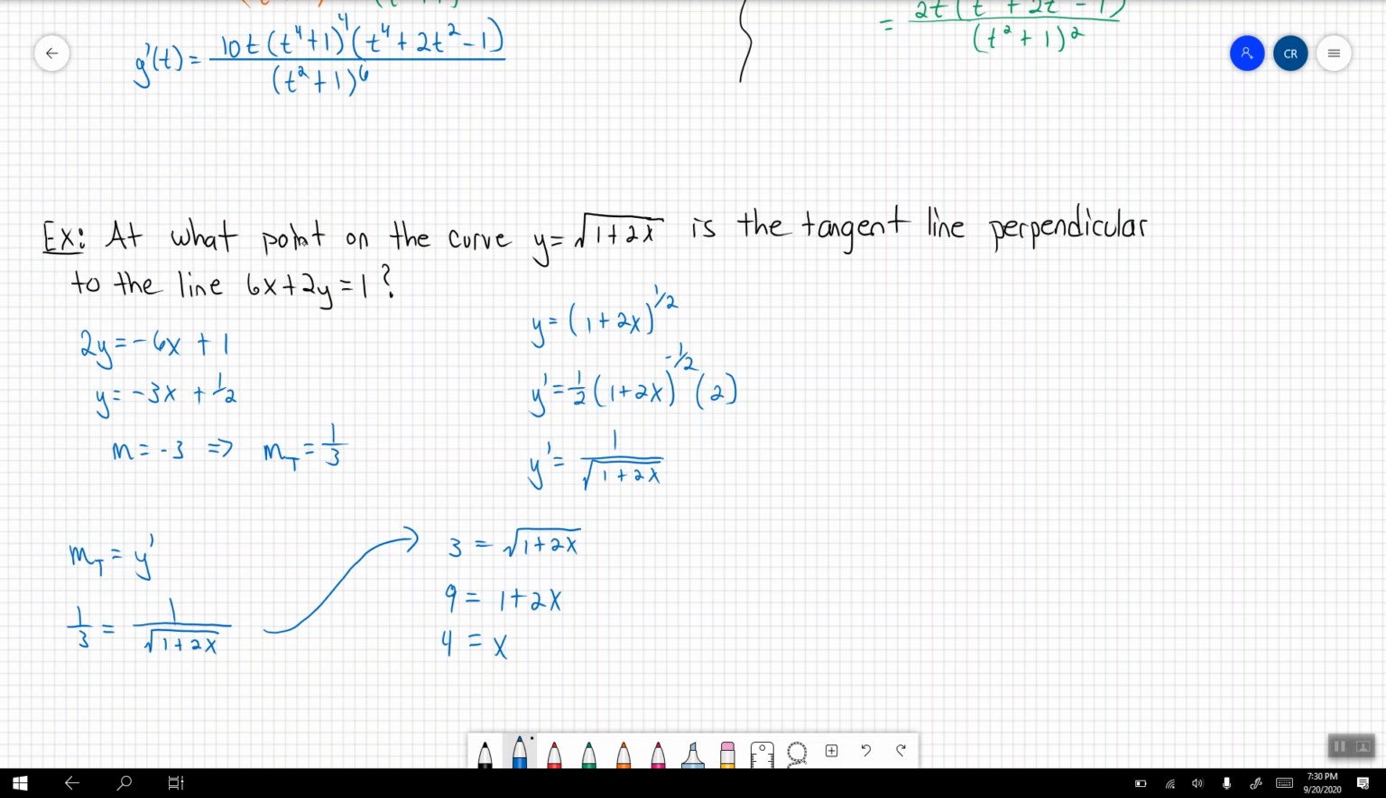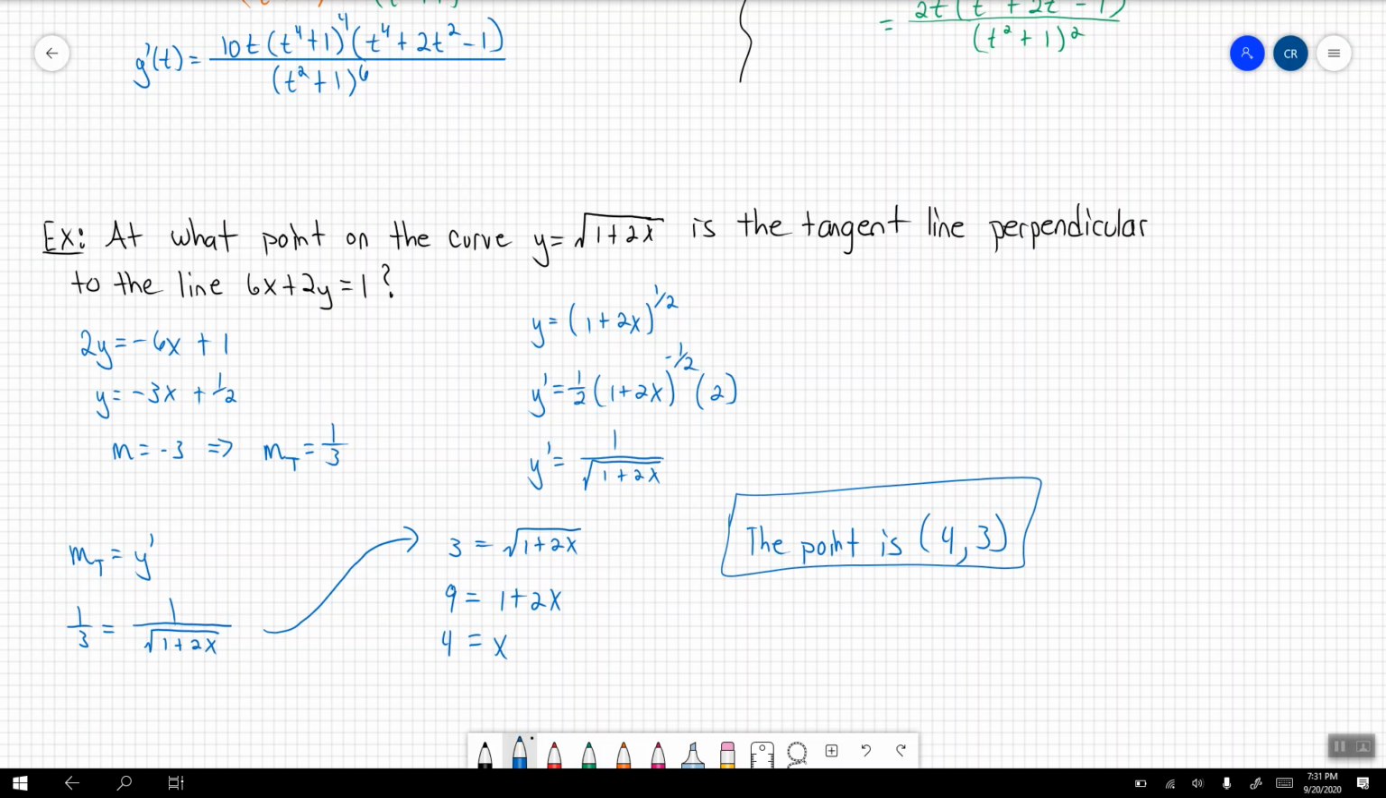But the question said at what point? So the point is 4 comma, we need a y value. How do we find the y value? Well, we substitute the x value into the original equation. The original equation says that if x is 4, then we have 4 times 2, which is 8, plus 1, which is 9, square root of 9, 3. And there's your answer.